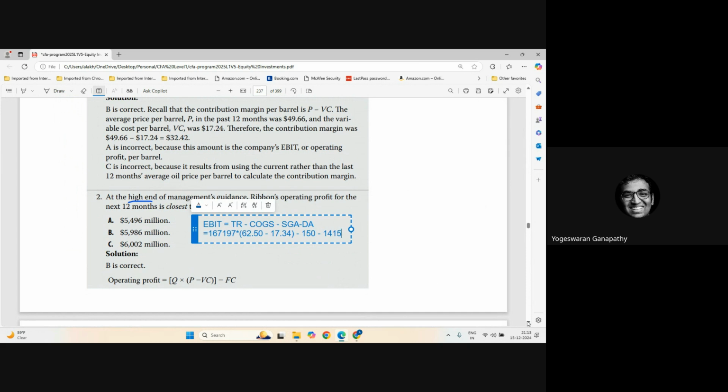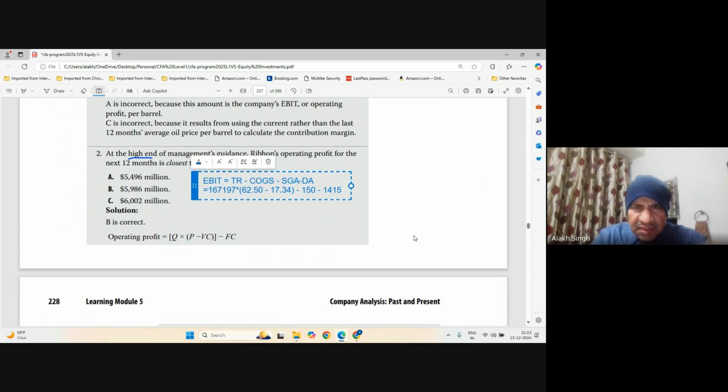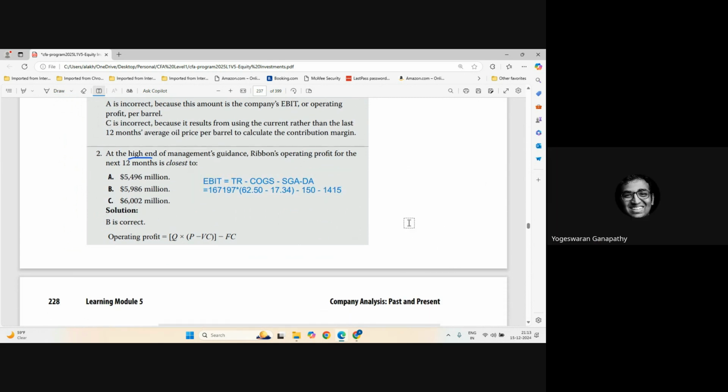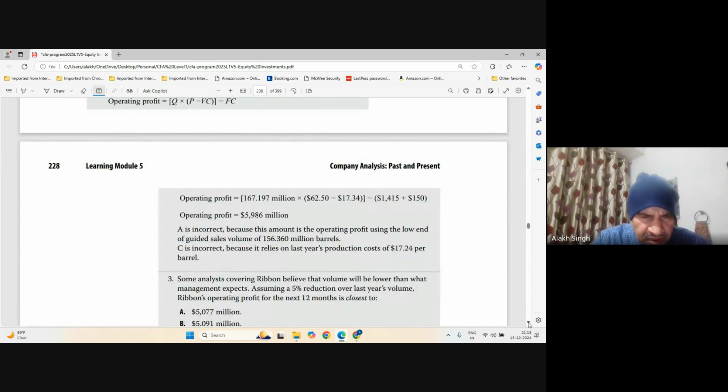Sir, 5986. Oh, B. Okay. Yes, sir. B is correct. Yeah, it is already B is correct. So this question can be asked in the exam. Yes, sir. It's a combination of 3-4 concepts. Yes, 3, 4. So they will ask you this kind of question.